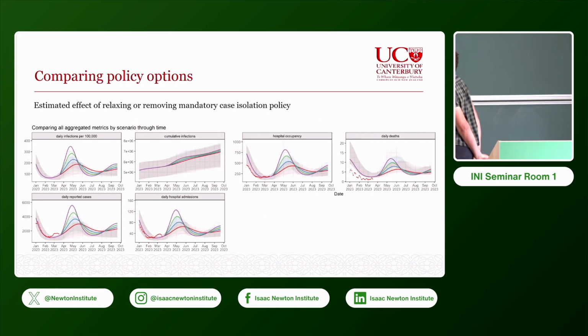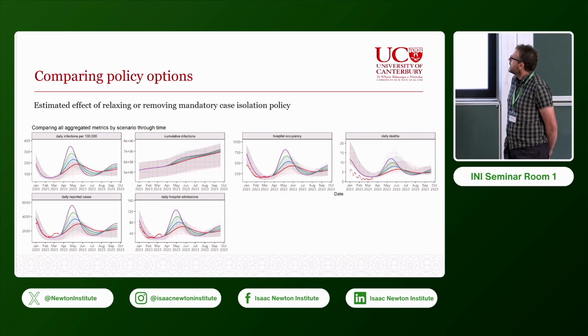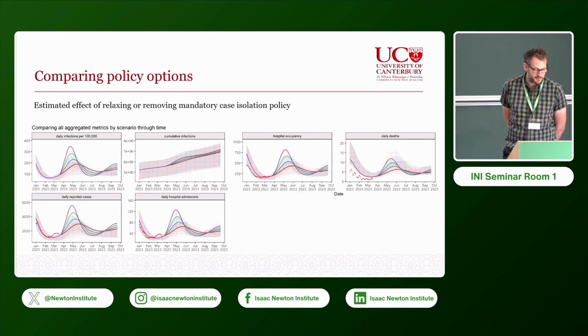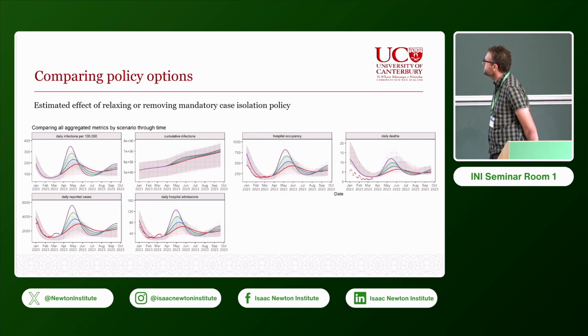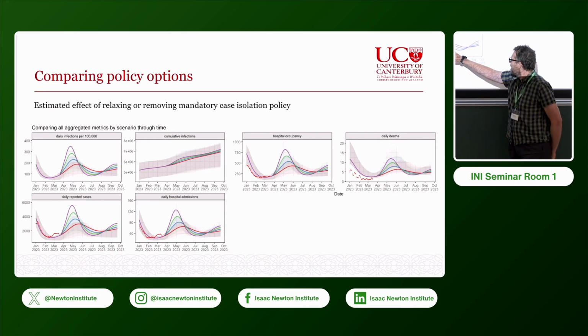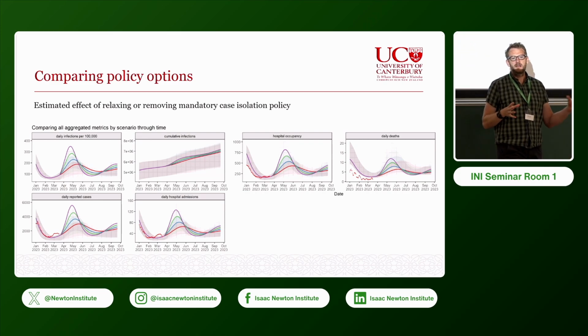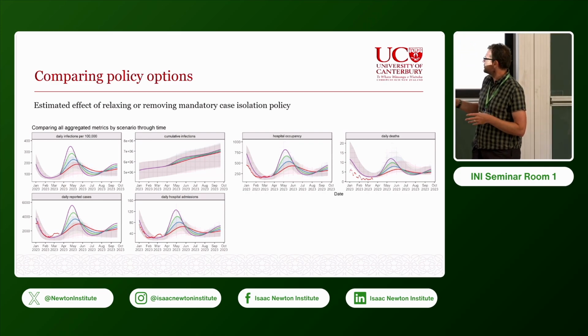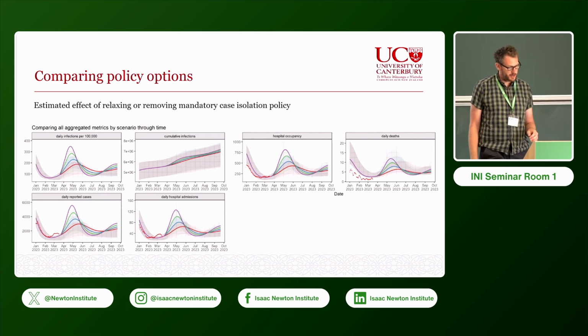Of course, the model was used for comparing policy options on a number of different occasions to estimate the effect of relaxing an intervention. In this example, this is just modelling the effect of relaxing or removing mandatory case isolation. So we've got the status quo as the red one here, and then the purple one, sorry, these aren't labelled, but I think the purple one is complete removal of mandatory case isolation, and then the blue and the green are intermediate options with shorter isolation periods.